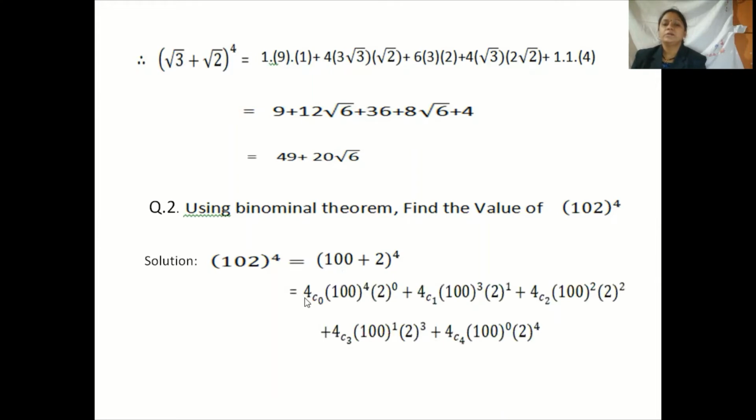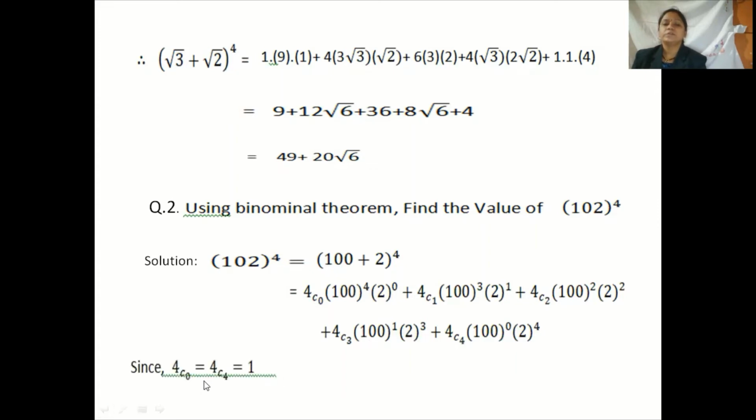Here using binomial theorem: 4C0 100 raised to 4 2 raised to 0, 4C1 100 raised to cube 2 raised to 1, 4C2 100 raised to square 2 raised to 2, 4C3 100 raised to 1 2 raised to cube, plus 4C4 100 raised to 0 2 raised to 4.